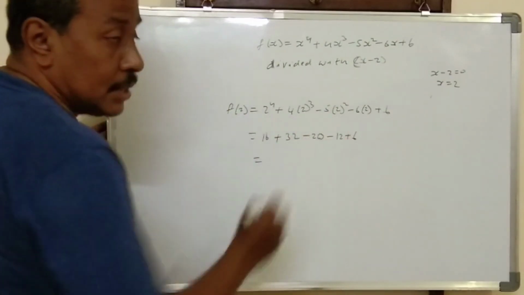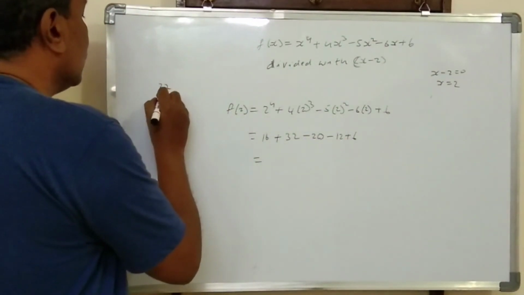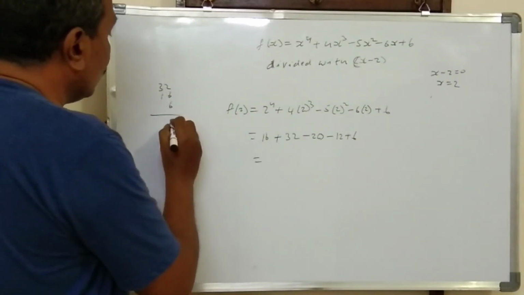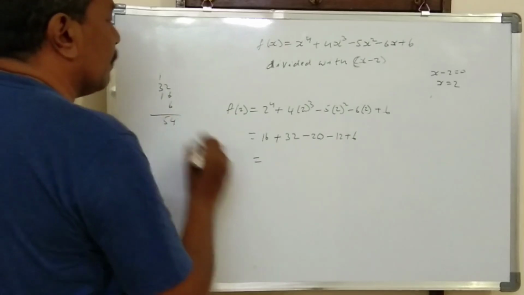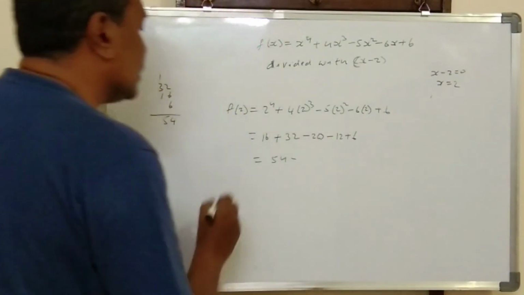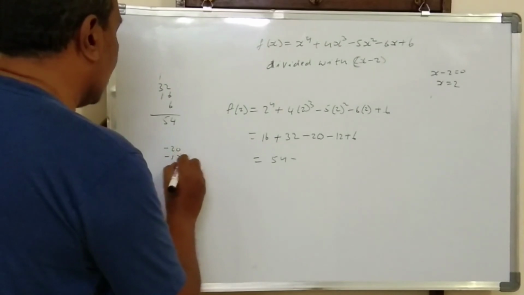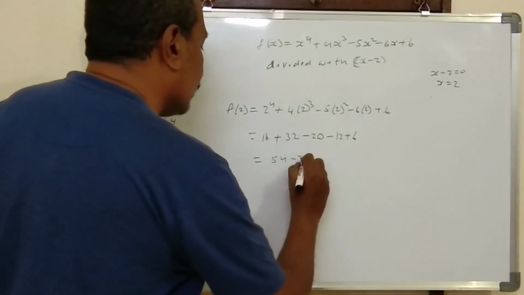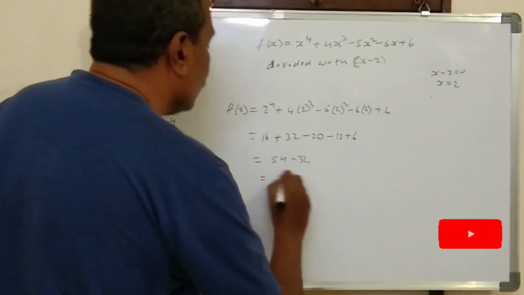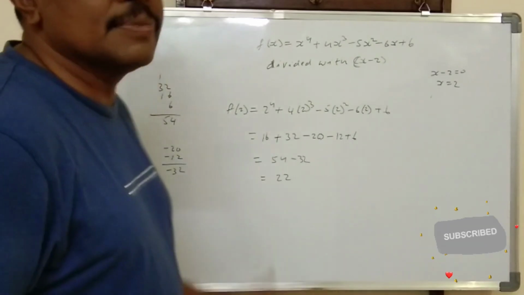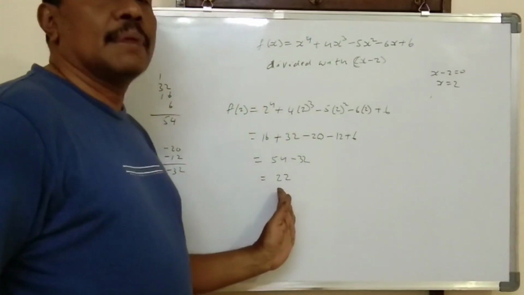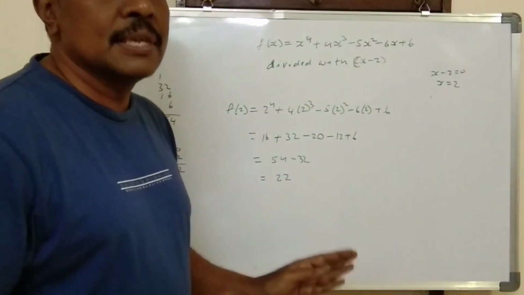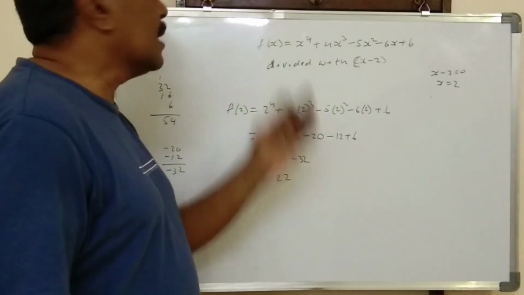Add all the positive terms: 32, 16, 6. 6 plus 6 is 12, 12 plus 16 is 28, plus 32 is 60. Now add all the negative terms: 20 and 12, which is 32. So the remainder is 28 minus 32... So we got some remainder which is not 0. So can you say that x minus 2 is a factor? x minus 2 is not a factor of the given polynomial.